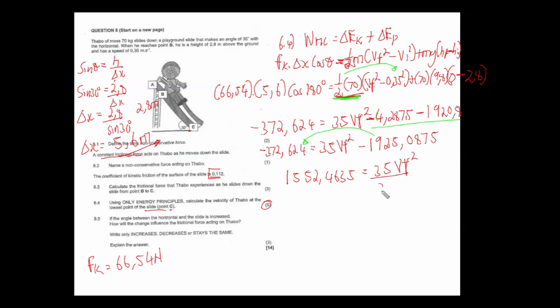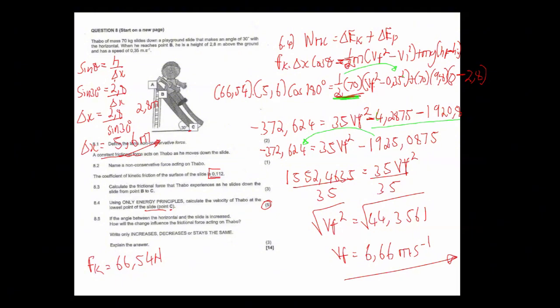Now at this point, we can divide both sides by 35. Then our VF squared becomes what? That divided by 35, that's 44.3561. And then we can square root both sides. So our final velocity becomes what? We square root that. Final velocity is now 6.66 meters per second, right? And that's basically how you were supposed to approach that, right? So we have 5 marks in the bag, just like that.